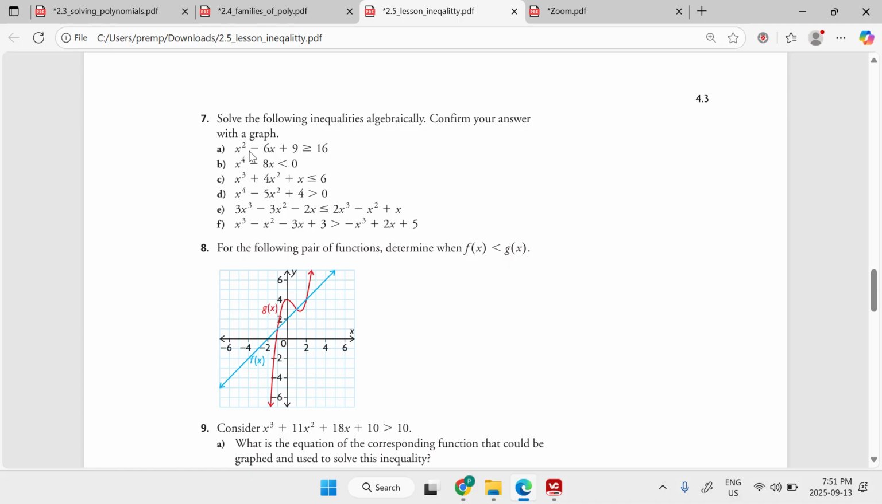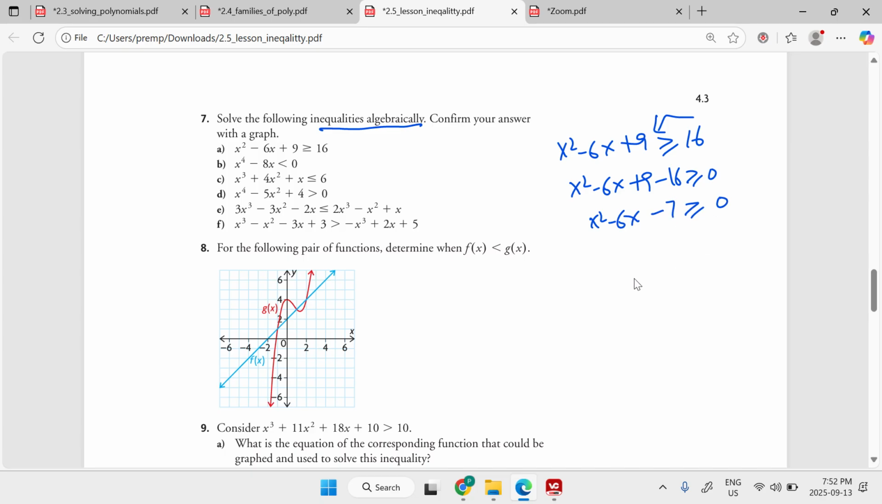Now here they are saying solve the inequalities algebraically. Okay. So algebraically, how do you do it? So you do x squared minus 6x plus 9 greater than or equal to 16. Okay. So first we have to isolate. We say x squared minus 6x plus 9 minus 16 is greater than or equal to 0. Make sure you bring it to this side. And then you get x squared minus 6x minus 7 is greater than or equal to 0.